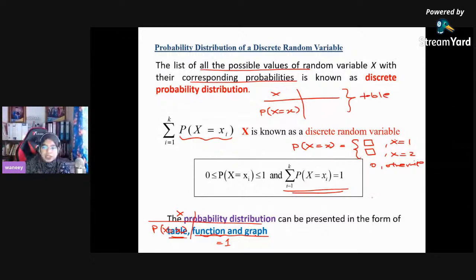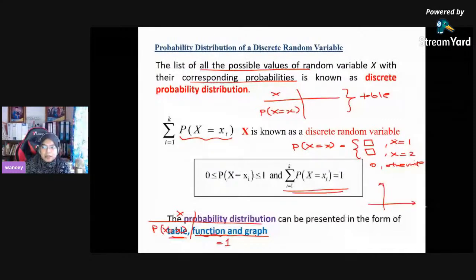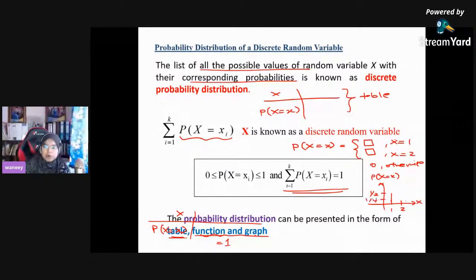The probability graph will look like this. So this is for x, P(X = x). Perhaps when x equal to 1, the probability is 1 over 2. So you are going to draw this kind of graph. When x equal to 2, the probability is perhaps 1 over 4. So something like this, a vertical line. What I mean is simply a vertical line. So those are for the probability distribution in graph format.